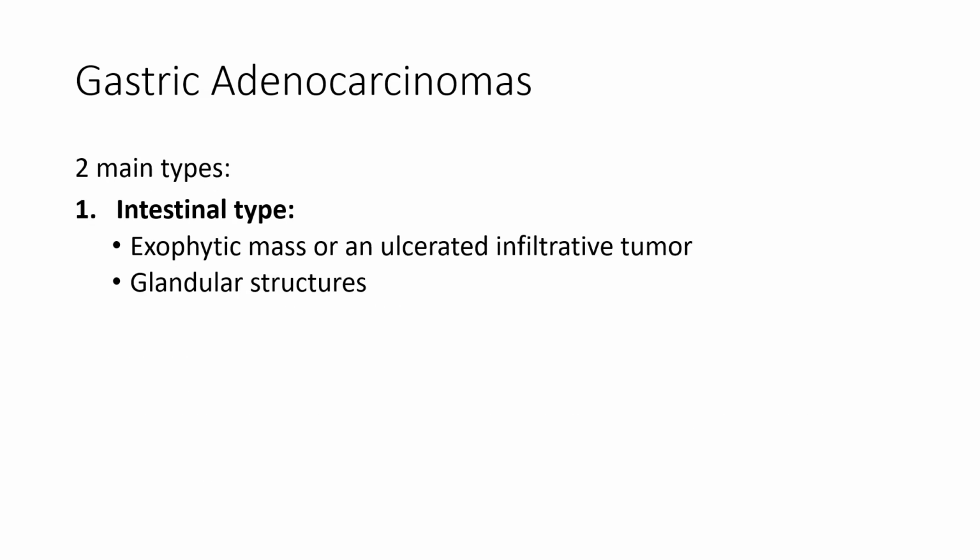There are two main types of gastric adenocarcinomas. In the first type, it's the intestinal type. Grossly, usually it forms an elevated mass with elevated borders and central ulceration. Microscopically, it is usually composed of invasive atypical glandular structures that invade the gastric wall.